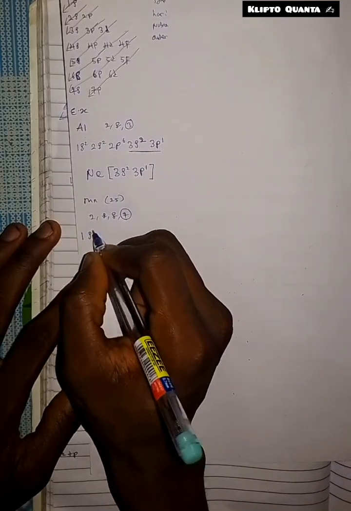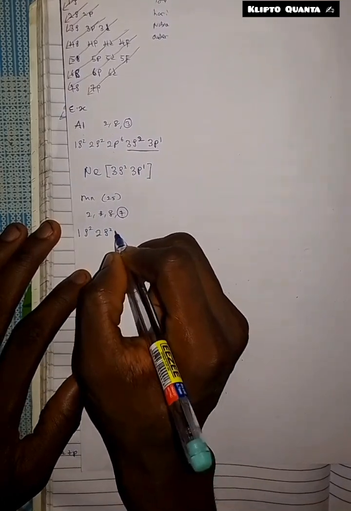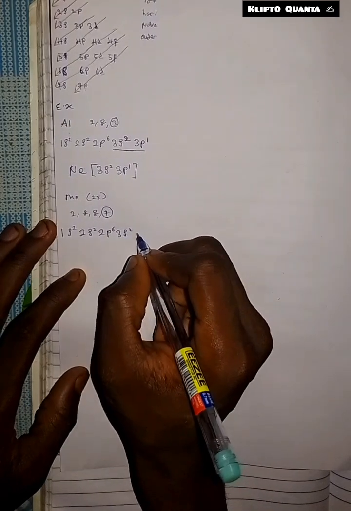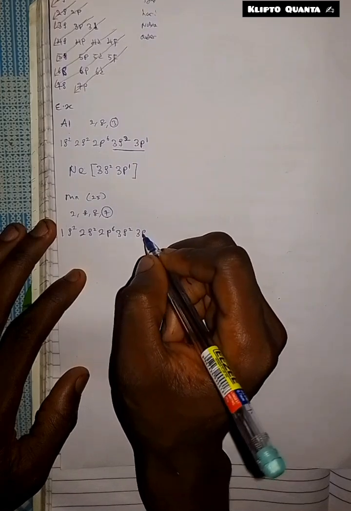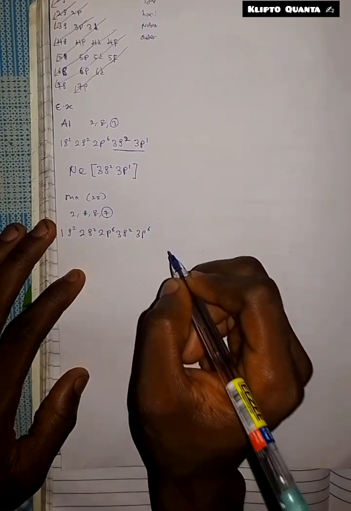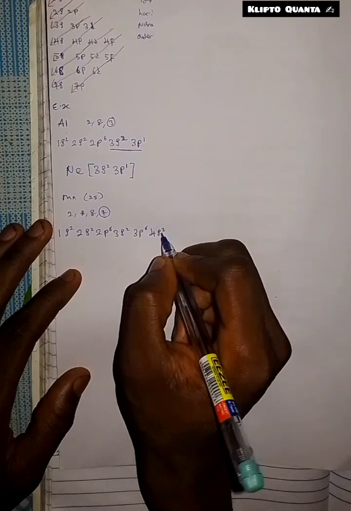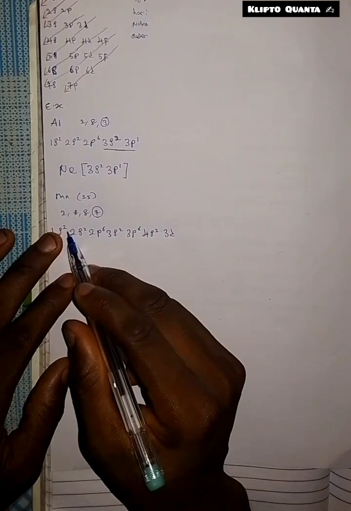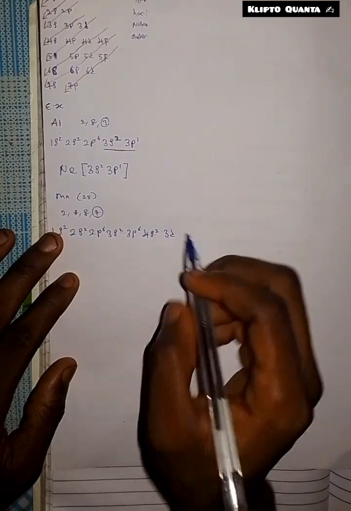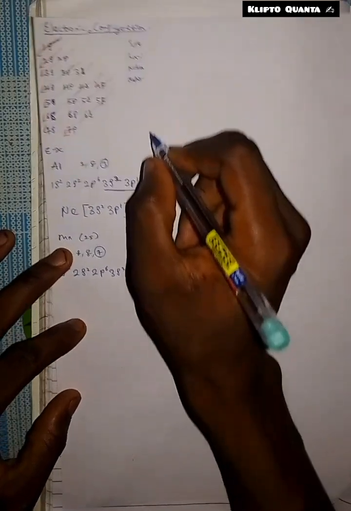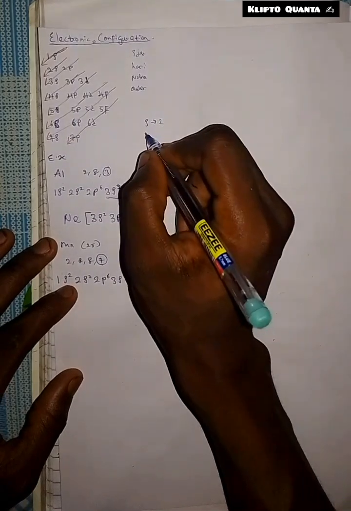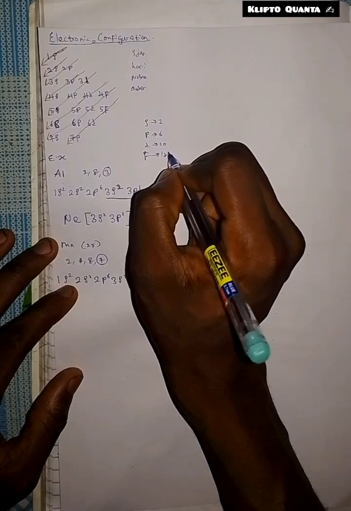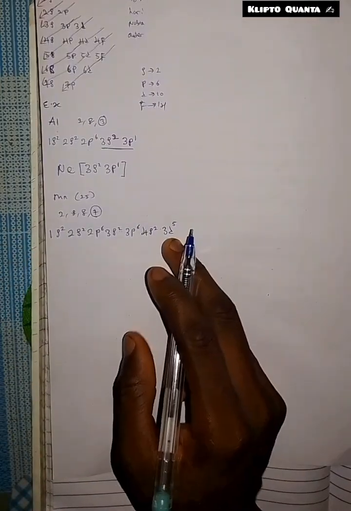Let's say you have 1s square, 2s square, right? You have your 2p6. You have your 3s square, and you have your 3p, your 3p6, and you have your 4s square. Then you have your 3d. Now let's count from here. You have 10, 12, 18, right? 20. So the s orbital takes a maximum of 2, p takes 6, d takes 10, and f takes 14. Which tells us that d here is yet to be completed.